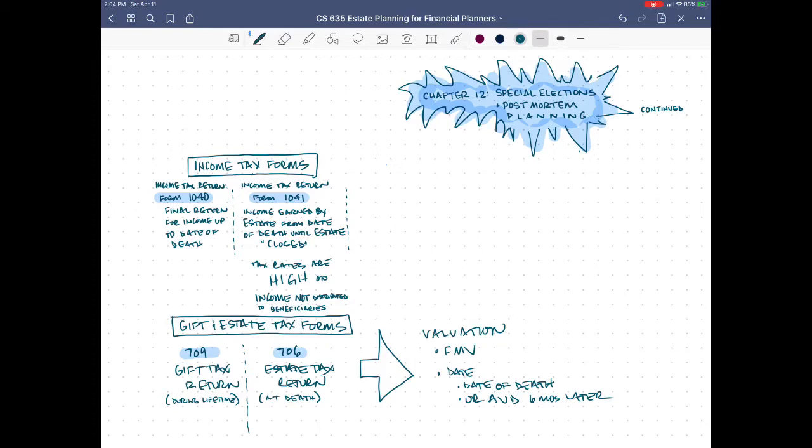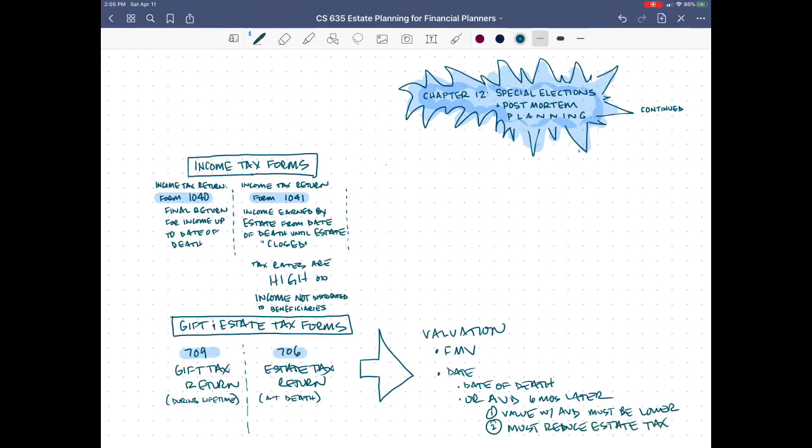So you get the choice of using either the date of death or the alternate valuation date. Now, to be eligible to use that alternate valuation date, 2 conditions must be met. 1, the value of assets included in the gross estate 6 months after the decedent dies must be lower than the value of the assets on the date of death. And 2, there must be a reduction in the total estate tax due as a result.